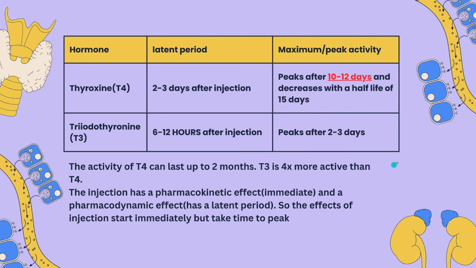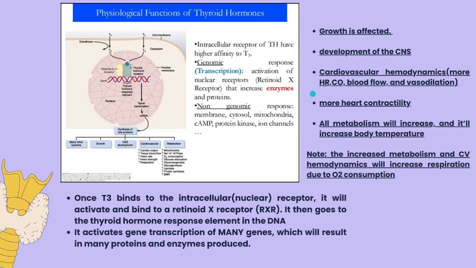Alright? Keep this very clear. They might really ask you about that. And make sure you know that T3 latent period is in hours, not days. 6 to 12 hours. Now let's talk about the physiological function of thyroid hormone.